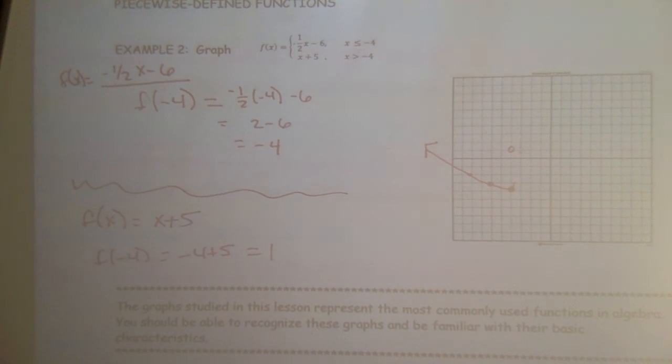And now this line has a slope of what? 1. So I go up 1 over 1, up 1 over 1. Connect my dots. Any questions here?